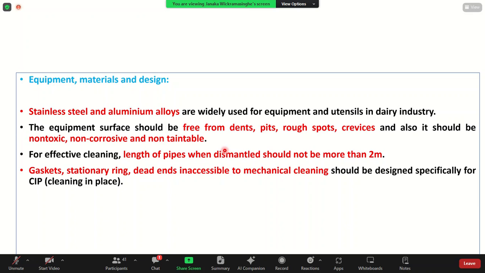And if you use any kind of equipment, the surfaces of those equipment should be free from any damaging, threatening pieces, right? Rough spots, right? Pits. So non-corrosive surfaces should be there, right? So those things will assure the clean milk production process, right?